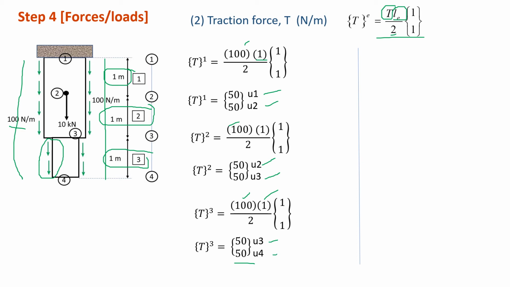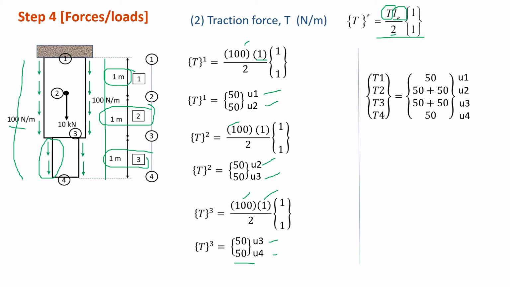The next step will be the same. We have to get the summation of this traction force in order to form the global traction force acting on the system. So we go node by node. For example, we have U1. So U1 only appears at element 1, 50. But U2, we have both at element 1 and at element 2. That's why we have 2 here.